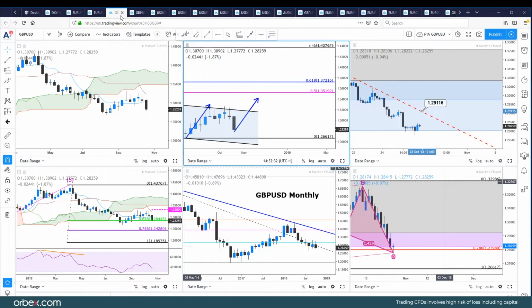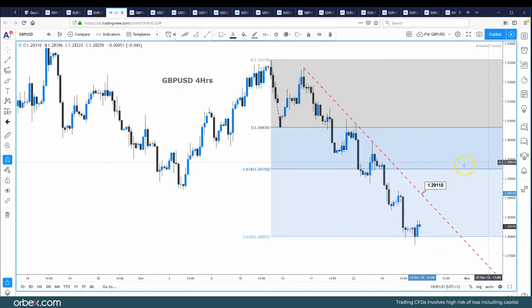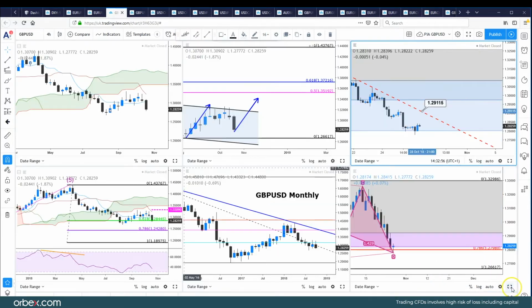Sterling dollar, this time frame I think is very important. We've got the completion of an Elliott wave 5-wave pattern, 1, 2, correction in free fall, close to the 61.8% extension level, and then down to 261.8%. Really needs to be confirmed with a break of 129.11.